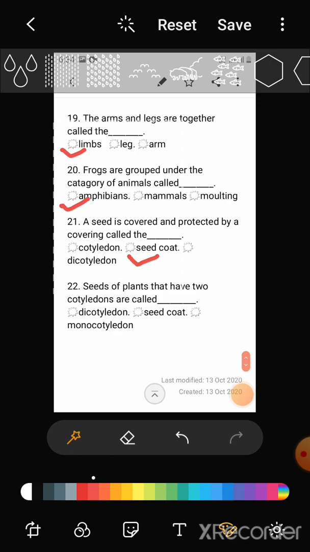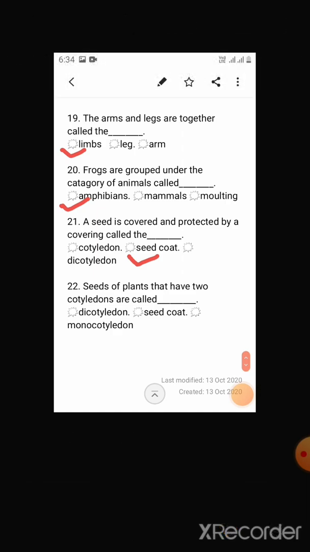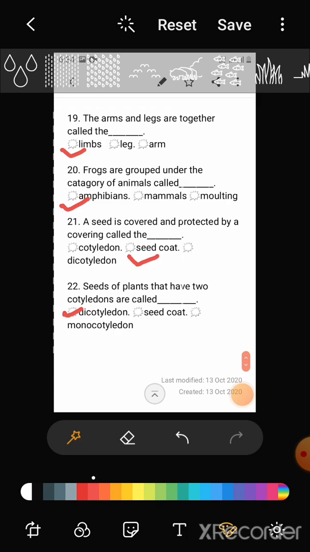Next, seeds of plants that have two cotyledons are called dash. Given options are dicotyledon, seed coat, and monocotyledon. And the correct answer is dicotyledon. Seeds of plants that have two cotyledons are called dicotyledons.